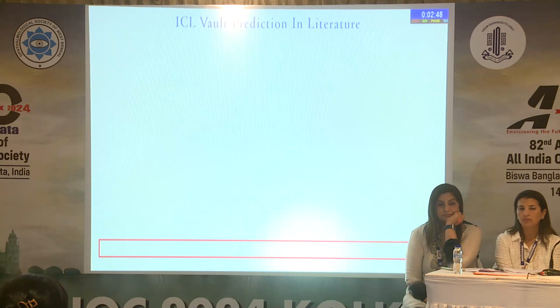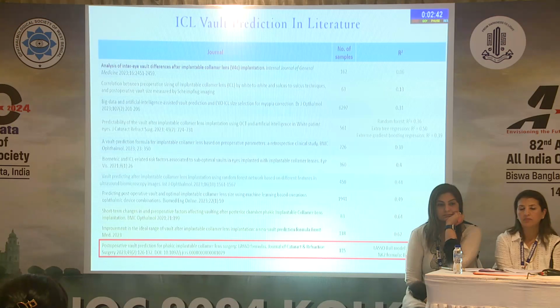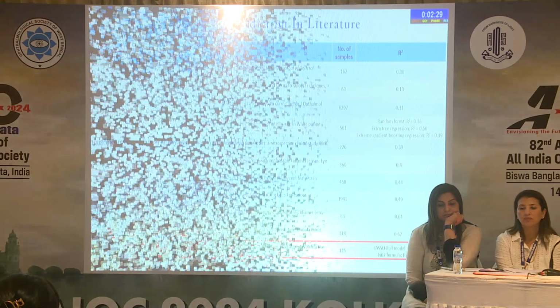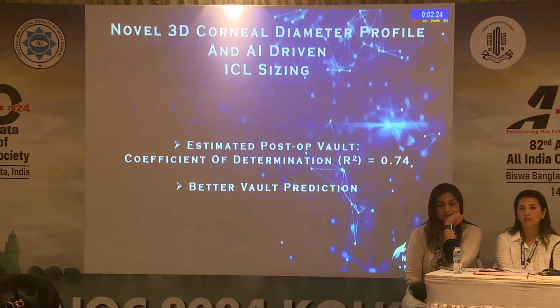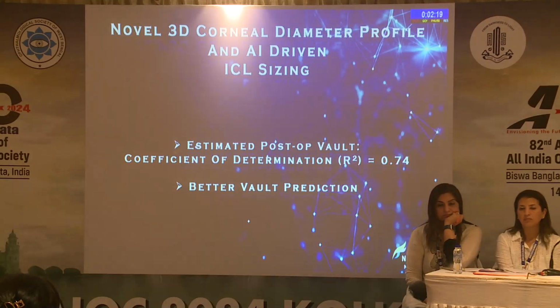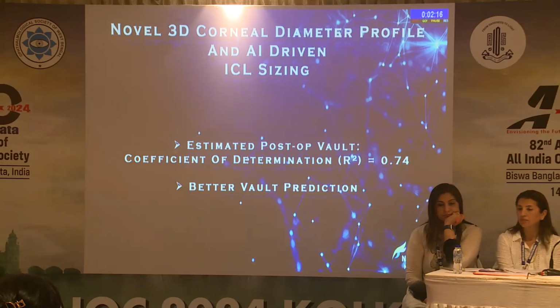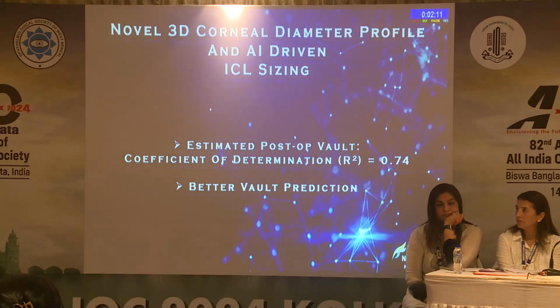But let's look at the literature and all the formulas which are already there. The R square ranges from 0.06 to 0.3, 0.4, and the best, which is the Lasso formula, has an R square of 0.68. Our new formula is performing even better than this. So to conclude, with the novel 3D corneal diameter profile and AI-driven ICL sizing, we are able to estimate the post-operative vault much more accurately, with an R square of 0.74. That way, we reduce the chances of vault surprises post-surgery.